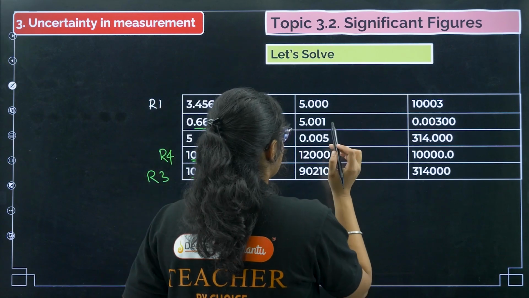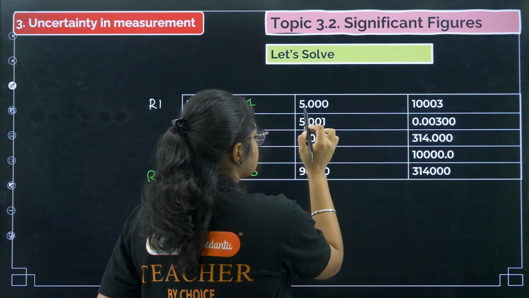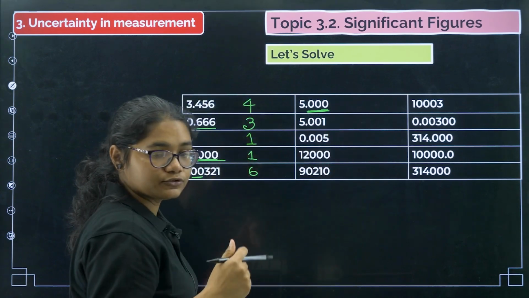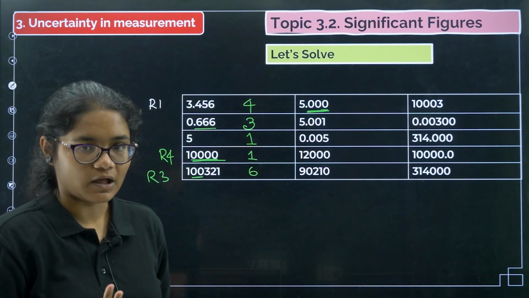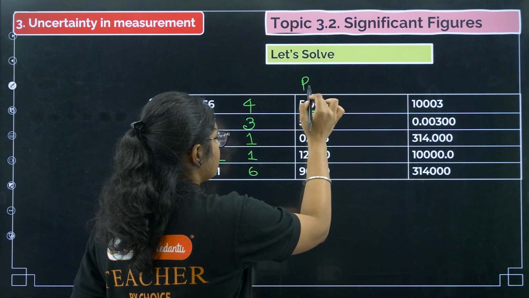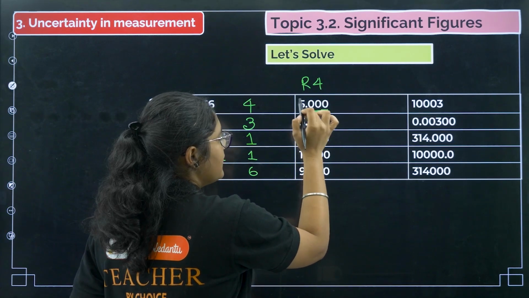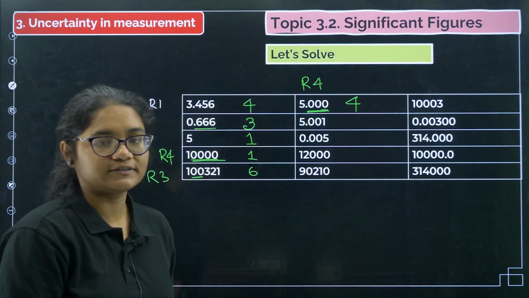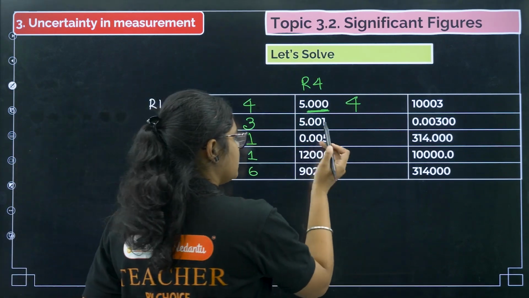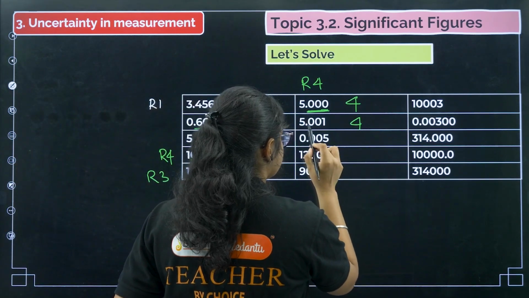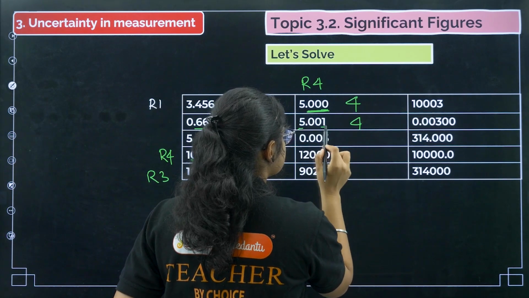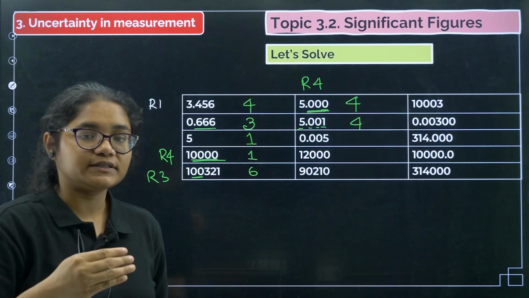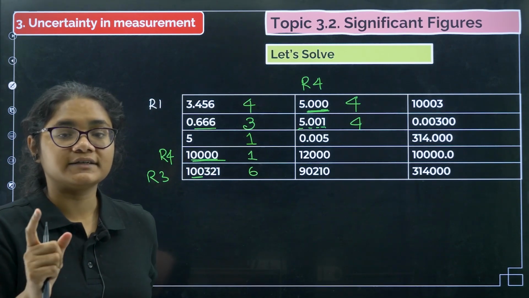Now coming to this one. Zeros to the right of the decimal point are being counted, right? We have just seen in rule number 4 that if there is a decimal point and after that zeros are added, they will be counted. So here also we have 4 significant figures. Now this is also very easy, 4, because you have these 2 non-zero numbers, so these zeros will be counted because according to rule number 3, zeros between two non-zero digits are counted.